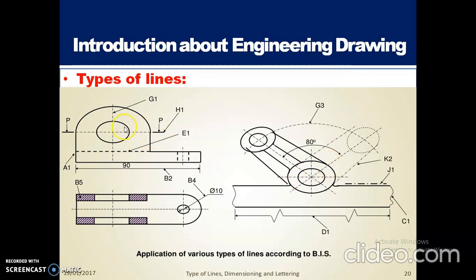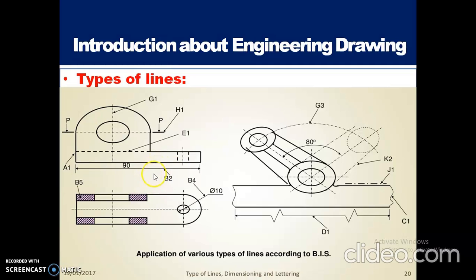So here once again, see, this is a visible outline. This is the center line or axis line. This is an imaginary line. This line is called leader line. So here, this is the B2 line. So what is this line? This is called dimension line.